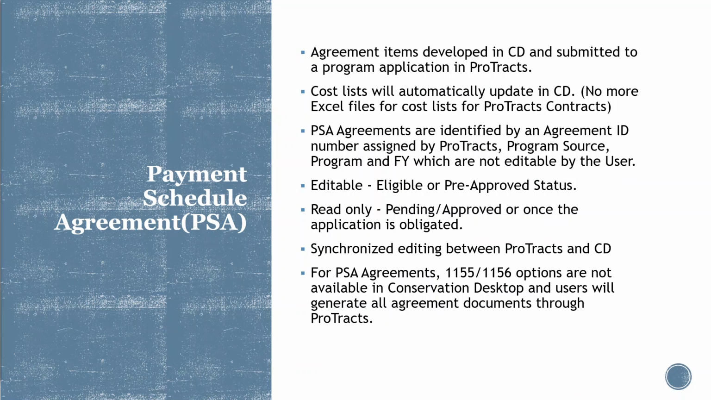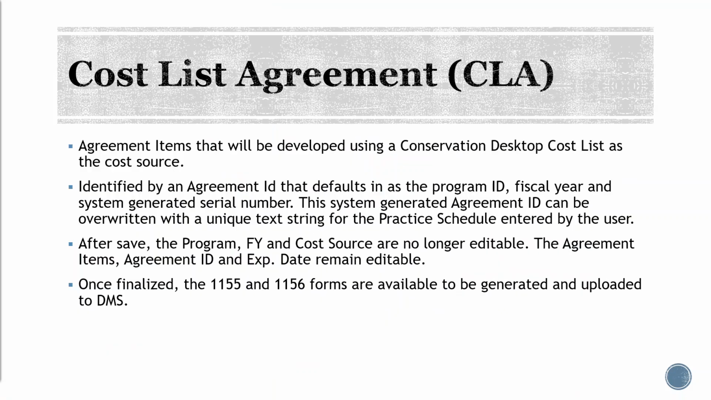1155 and 1156, conservation products cannot be completed in Conservation Desktop for PSA agreements. In Desktop, they have to be completed in Protrax, which is nice because sometimes we get kind of confused on which version of the 1155 is which, and so that kind of cleans this up a little bit.